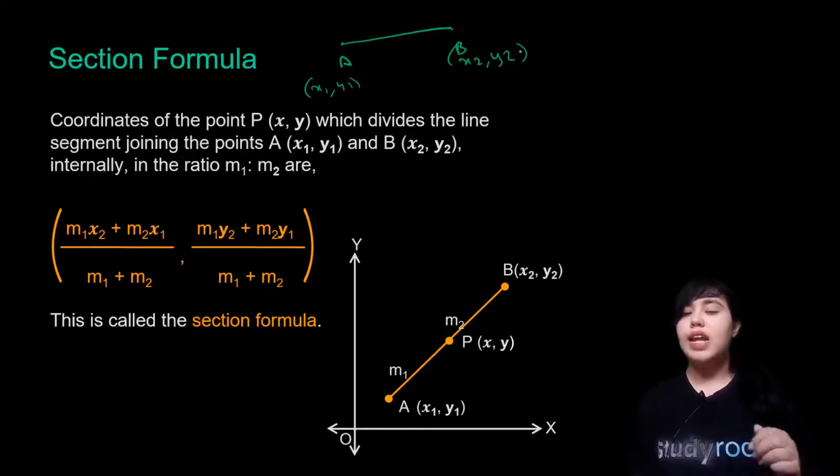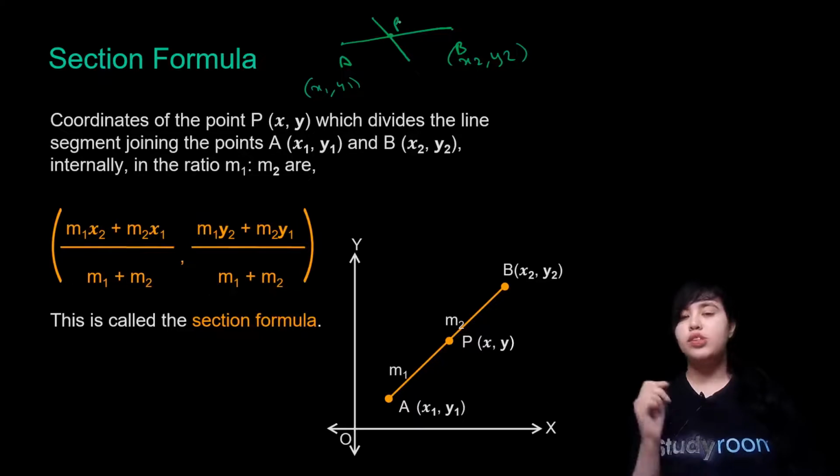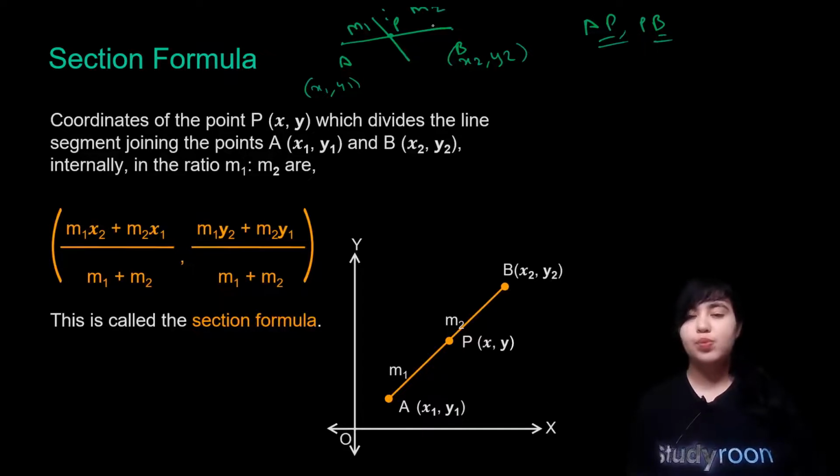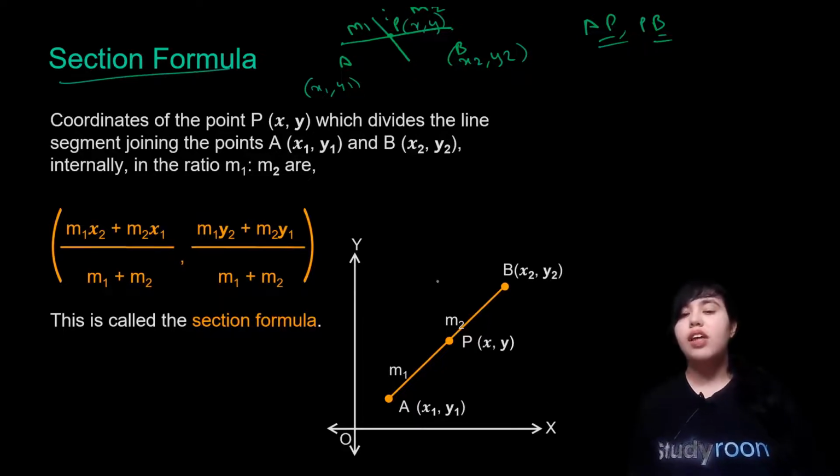But what if I tell you that there is another line which is intersecting AB, and that intersection is happening at point P, and this point P will obviously divide this line segment AB into two parts, right? AP and PB. Now we don't know in which ratio it's going to happen, so let's say that the ratio in which this division is happening is M1 is to M2, which means this is M1 and this is M2. And I want to know the coordinates of this point, say x comma y. So for that, this section formula comes in very handy.